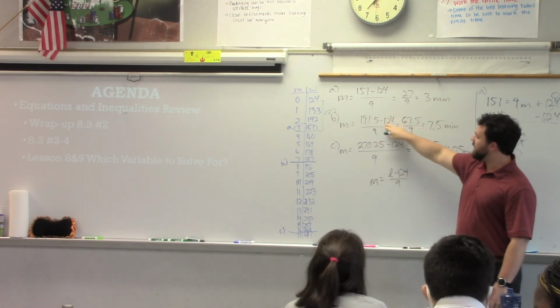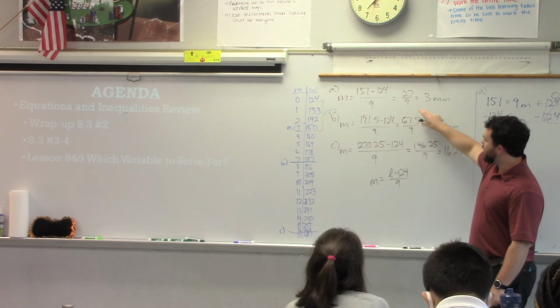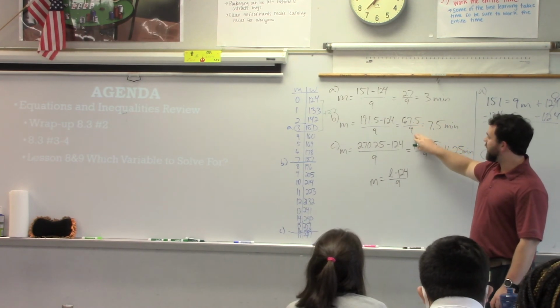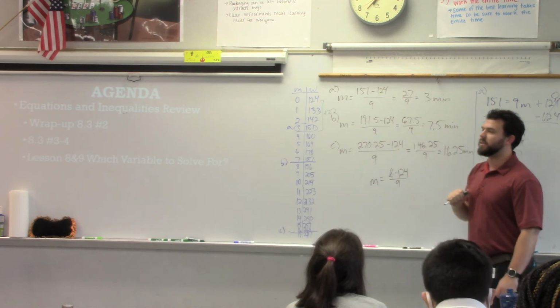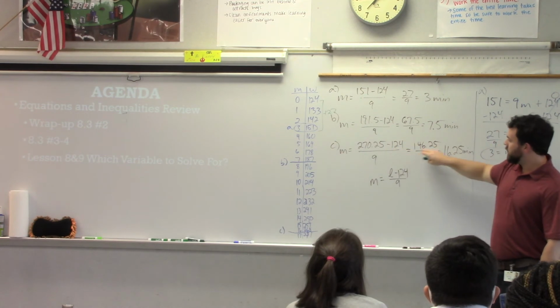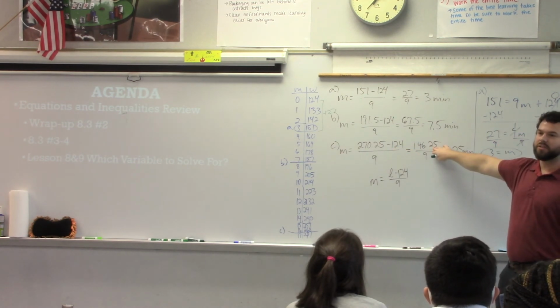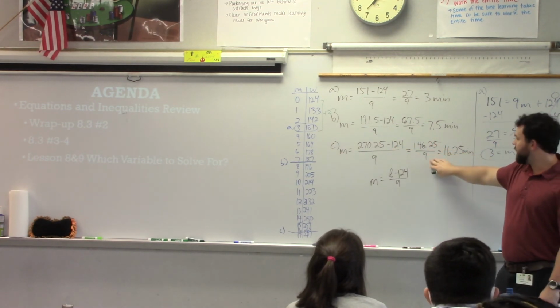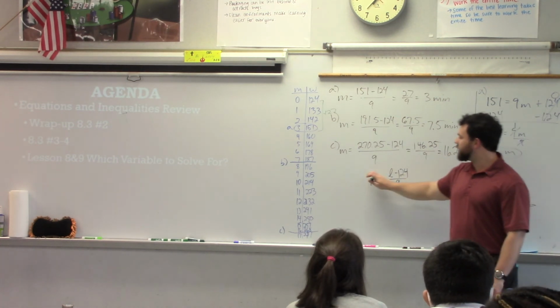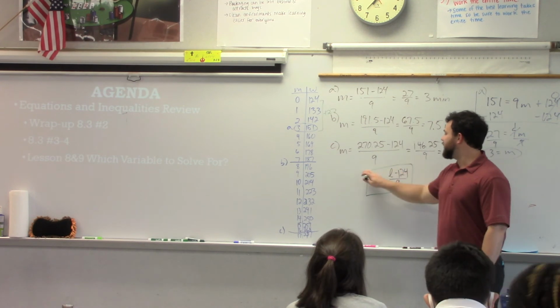And once again, they took a difference here to find out, hey, 67.5 liters have been added, divided by the 9 liters per minute, so it took 7.5 minutes. Okay, again, we started at 124, so 146.25 liters have been added, divided by the 9 liters per minute, tells me it's 16.25 minutes. So this is important. Where did this equation come from?